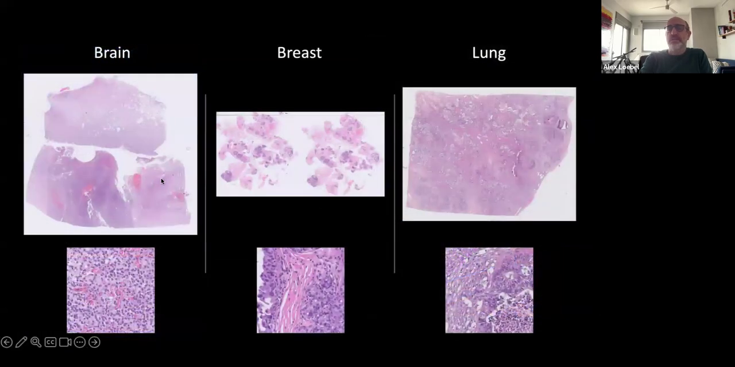These are a few examples of images of brain tissue, of breast tissue, and of lung tissue, the whole slide and some patches. So the scale of the patch is about zoom 20. It's about 128 micron by 128 micron.